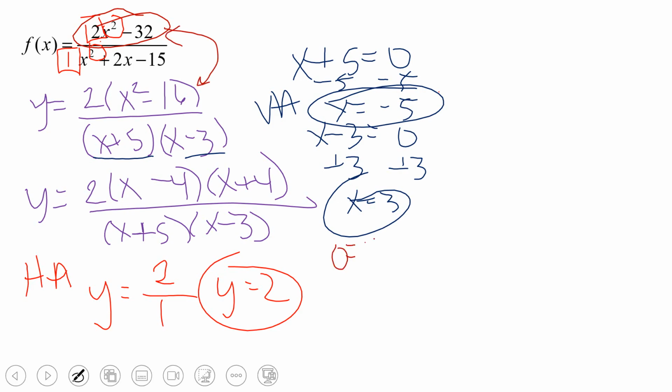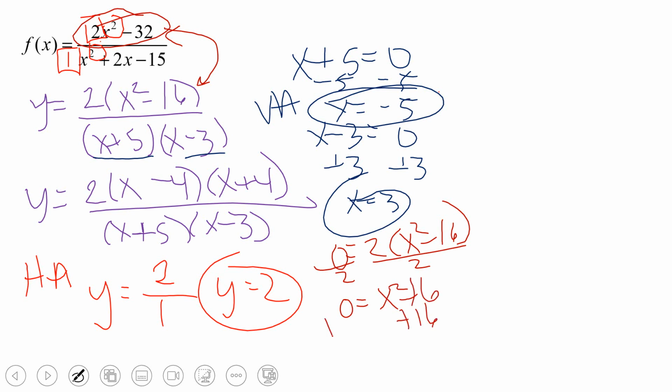So 0 equals 2 times x squared minus 16. Well, first I'm going to divide by 2. 0 divided by anything is 0. Then I'm going to add 16 to the opposite side, plus 16. So 0 plus 16 is 16.